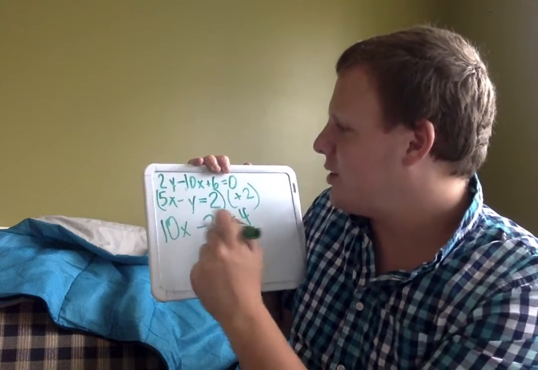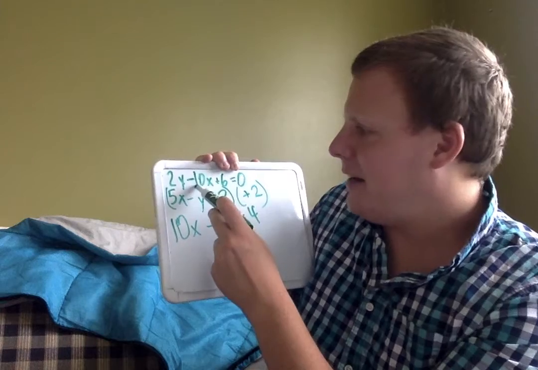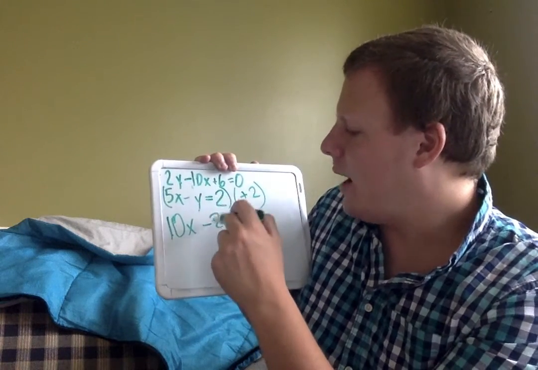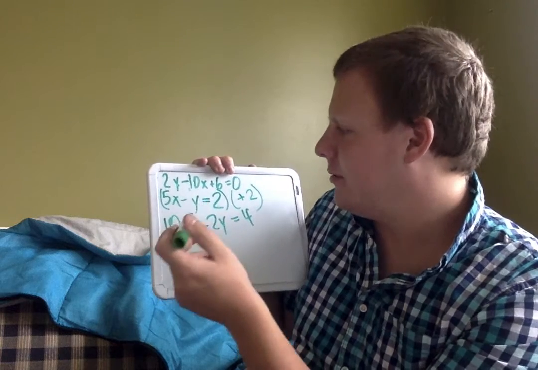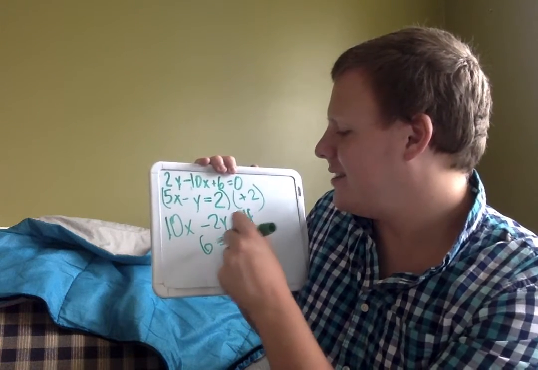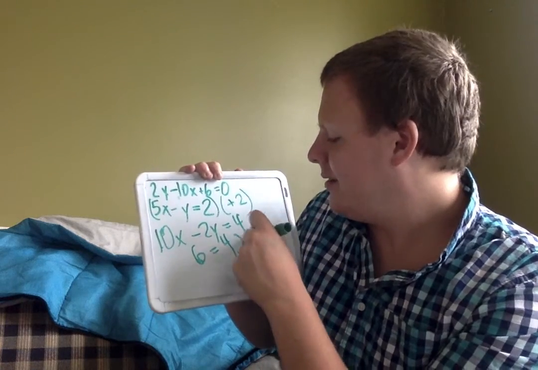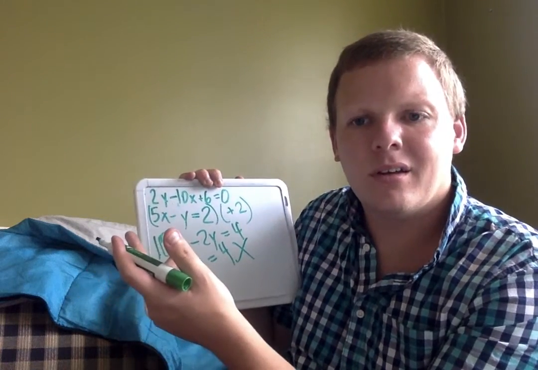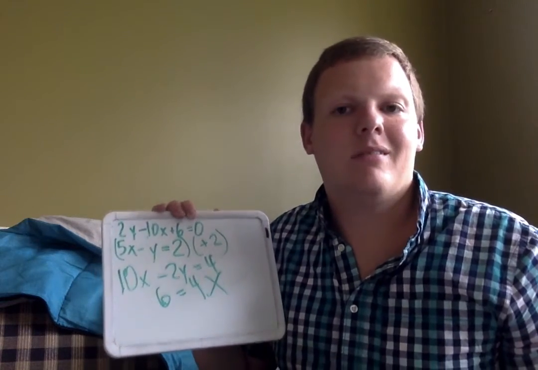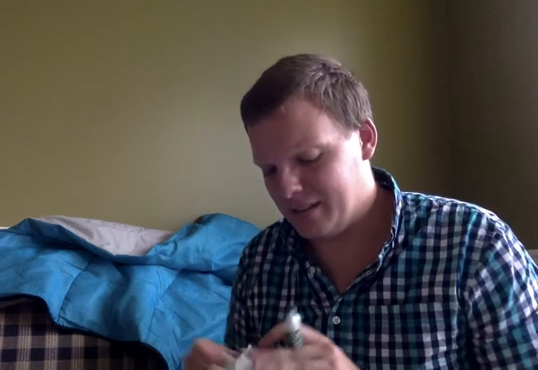So if we add these equations, we'll have minus 10x plus 10x, 0. 2y minus 2y, 0. And then what we'd be left with is 6 equals 4, which is never true. Doesn't matter what values of x or y are, 6 is never equal to 4. So again, let's try graphing this.